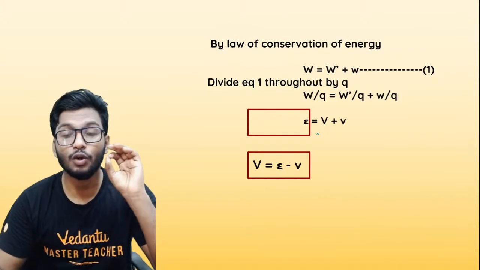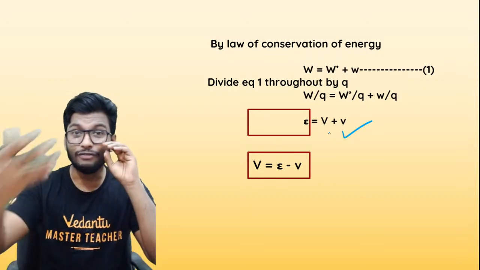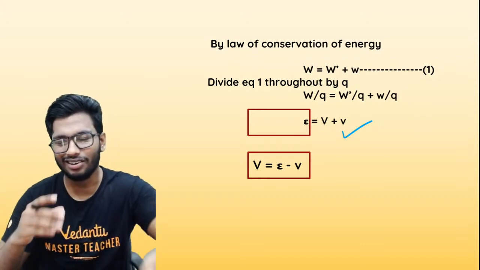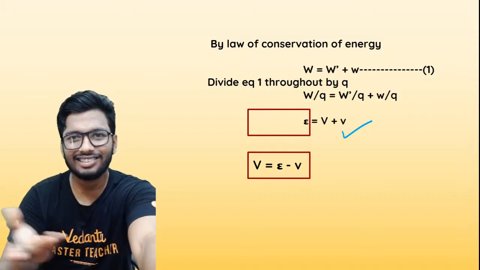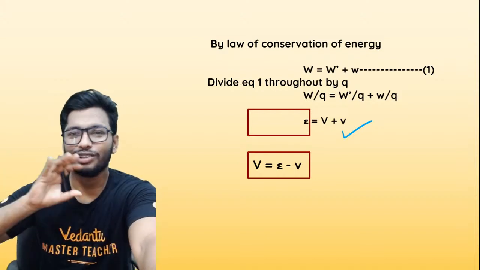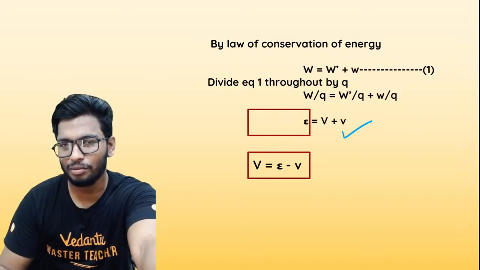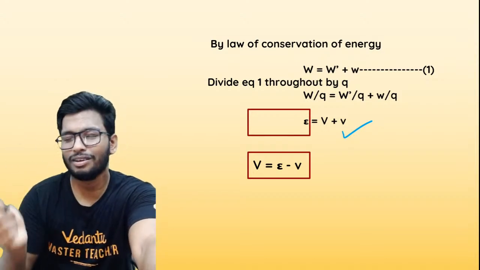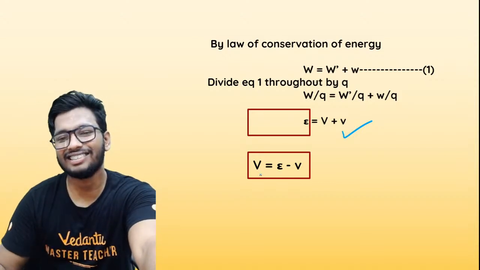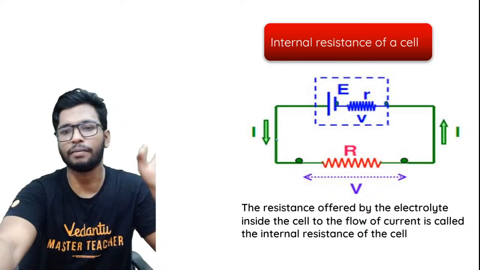Simple equation. You must remember this because you will be solving a lot of numericals as well. If you have exams, for now ICSE has decided to postpone the exam, so until they cancel it, you must remember this. So epsilon is equal to capital V plus small v. And if you rearrange the equation, you can get terminal voltage is equal to EMF minus the voltage drop. Simple, I guess.